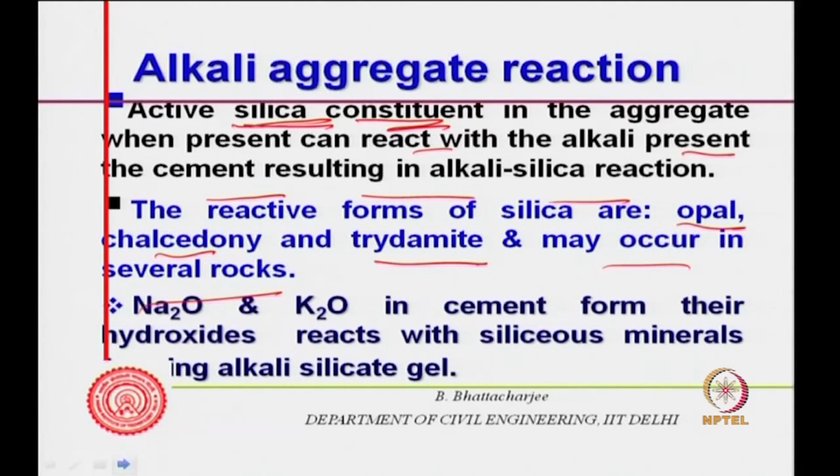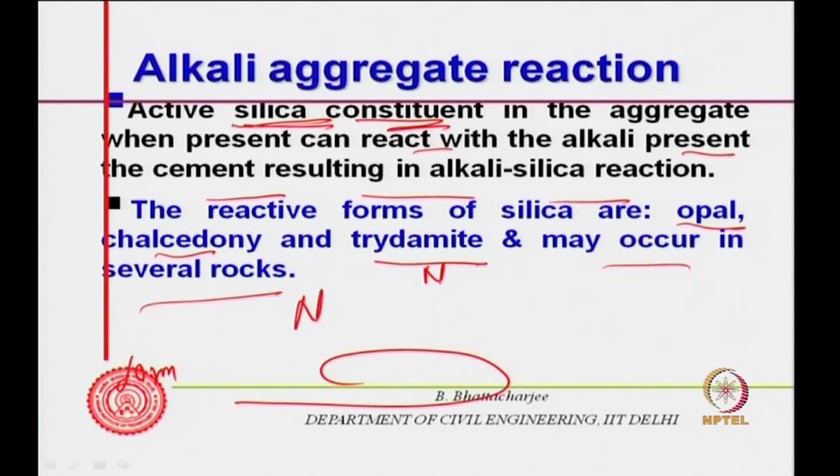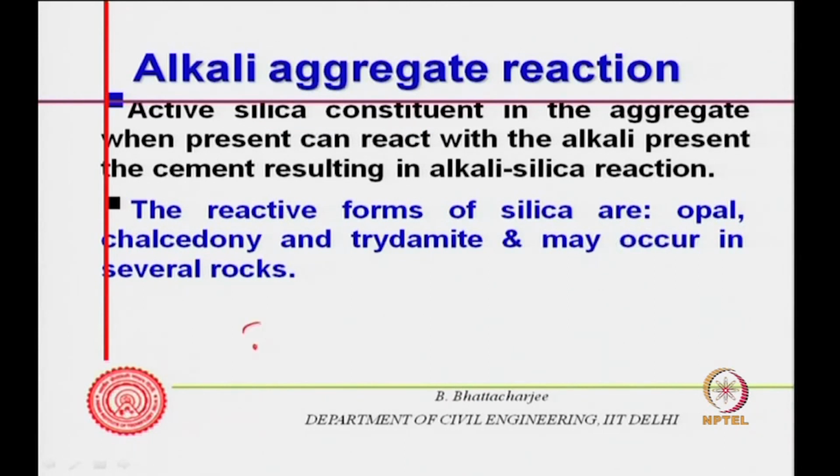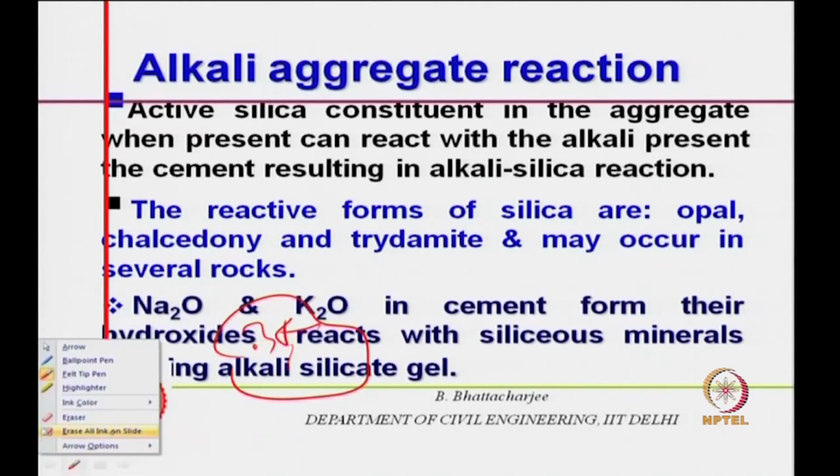Now, sodium hydroxide and potassium oxide in cement form their hydroxyl ions and then react with the siliceous materials, forming alkali silicate gel. So, actually sodium oxide can react with some SiO2, forming silicate gel. This gel is a gelatinous structure and can absorb water. So, water is absorbed and then the gel occupies more volume.